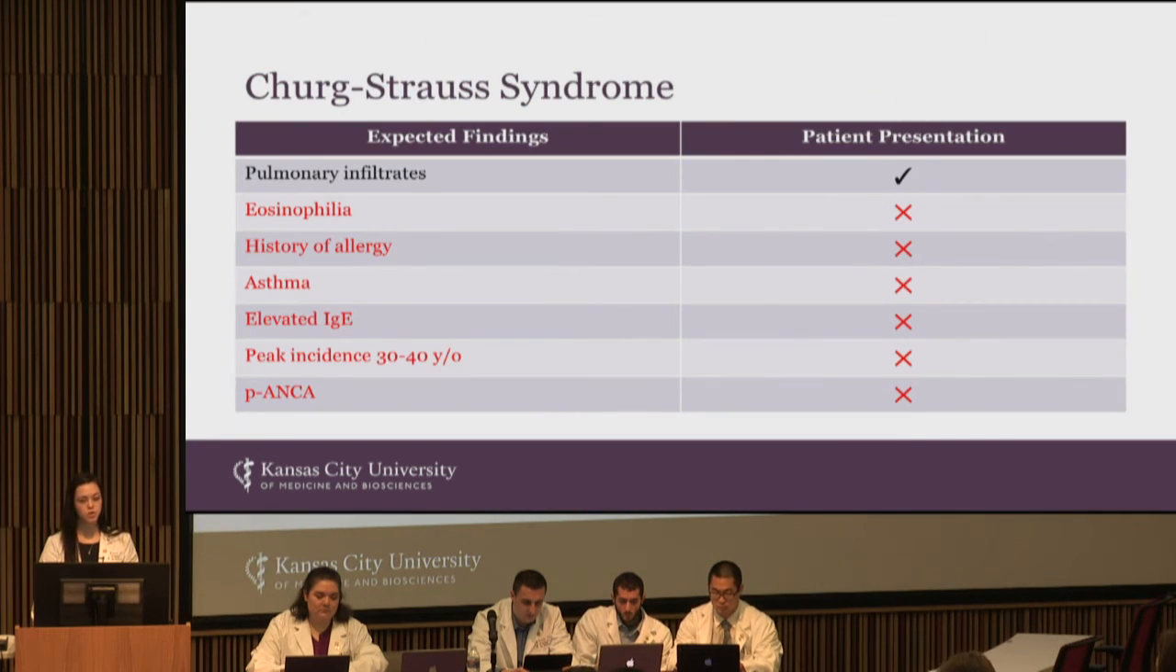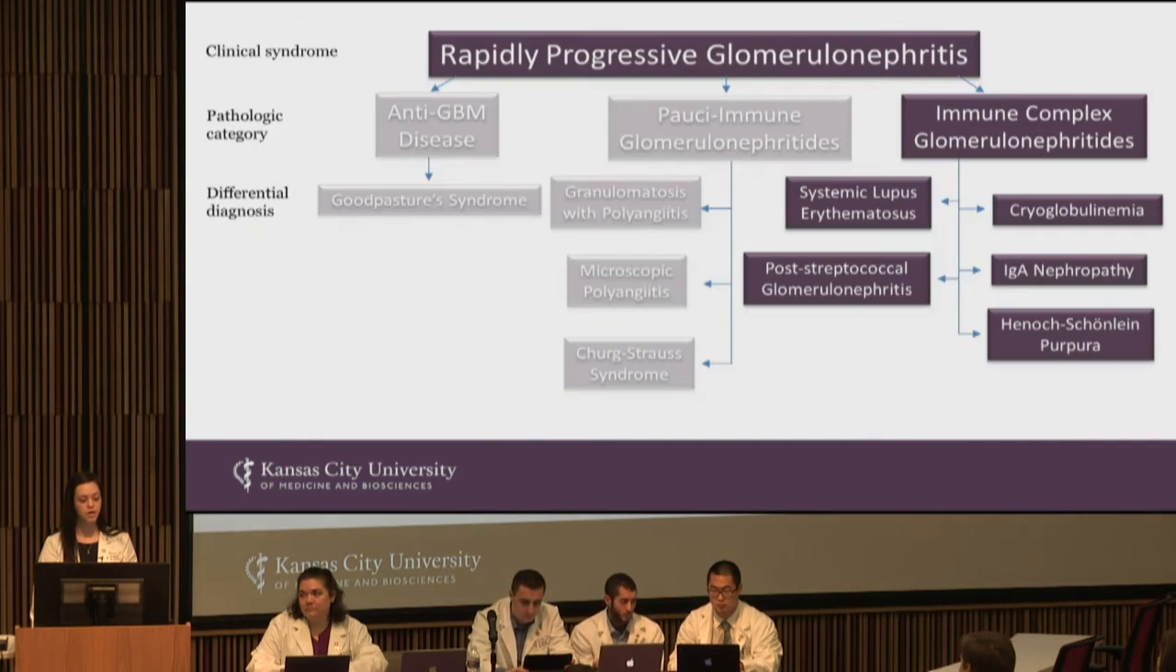The last pauci-immune glomerulonephritis that was considered was Churg-Strauss syndrome. The only expected finding that our patient presented with was pulmonary infiltrates, whereas he did not have any form of eosinophilia or elevated IgE levels, which are characteristic findings in individuals with Churg-Strauss syndrome. Further, he did not have a positive p-ANCA test result, making a diagnosis of Churg-Strauss syndrome less likely and allowing us to consider the possibility of an immune complex glomerulonephritis.